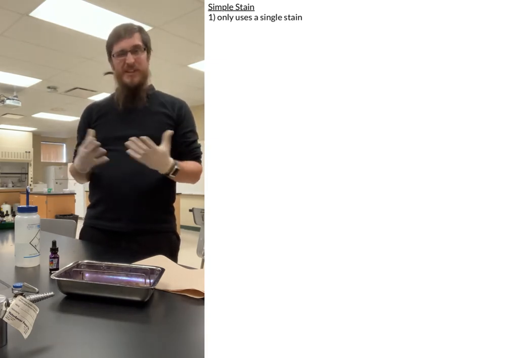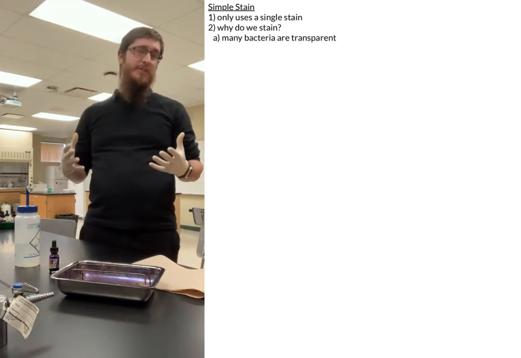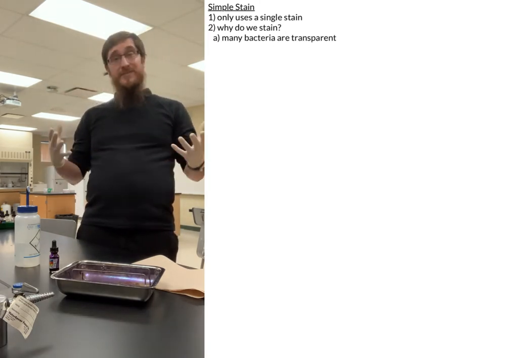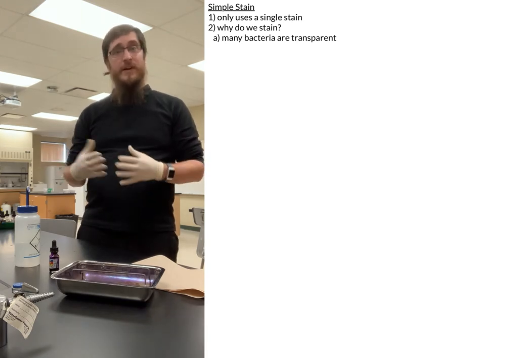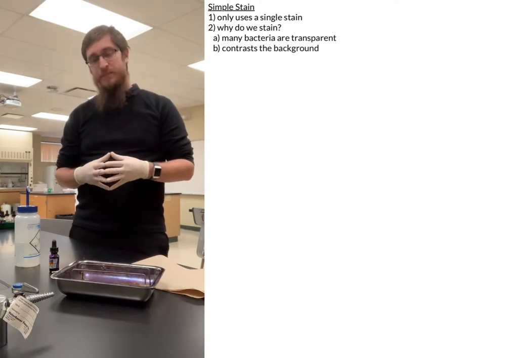The basic reason that we do staining in the first place is that a lot of bacteria are transparent. Because of that, we can't really see them under the microscope without having something to make a bit of contrast. So that's one of the basic reasons why we stain.